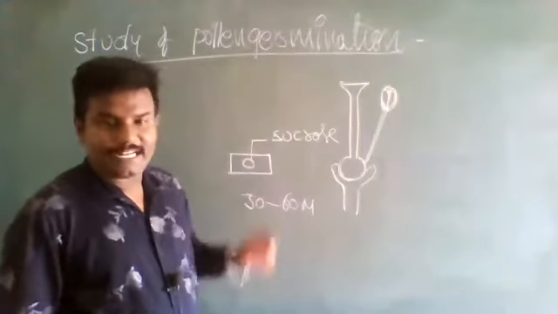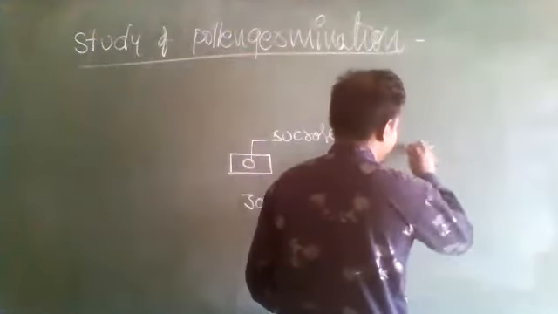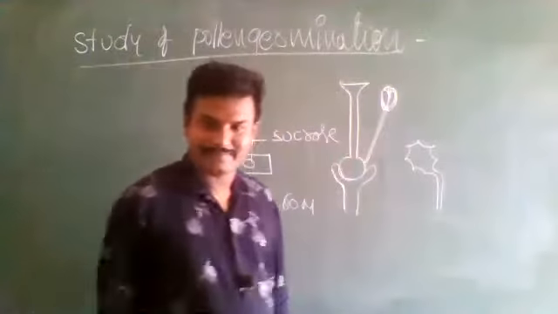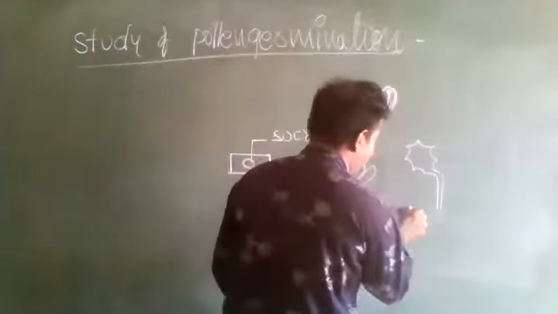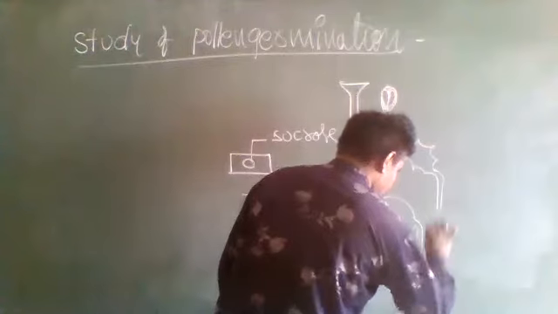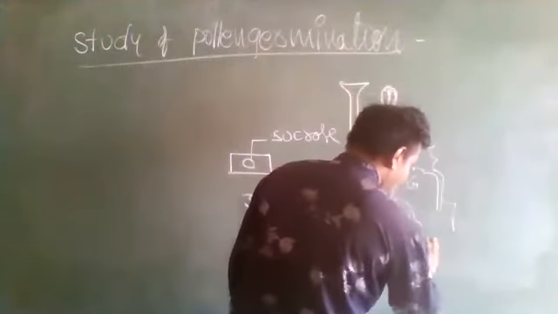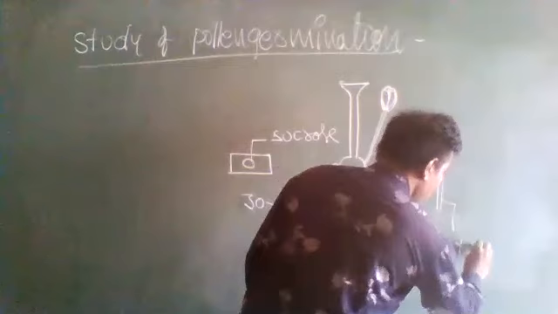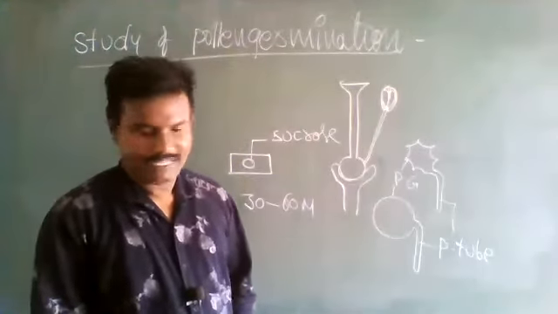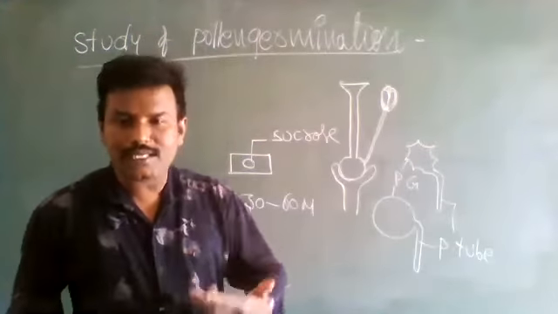Those germinated pollen grains appear like this way. Some are like this. This is called the pollen grain. This is called the pollen tube. Like this, we will see. After 60 minutes, they will start germinating, 1, 2, 3 like that.